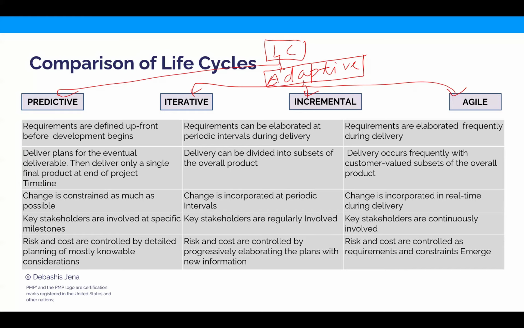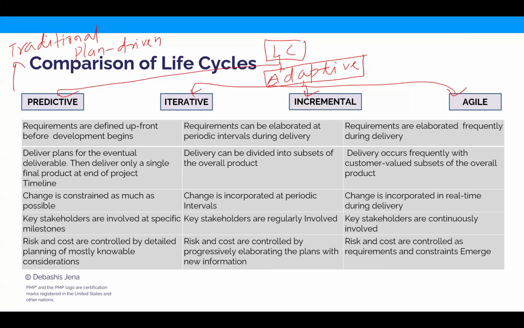There are many names. Predictive is also termed traditional. We call it traditional because traditionally, that's the life cycle that existed. Another name for predictive is plan driven. Why do we call it plan driven? Because your execution is fully guided by a detailed plan that you put up upfront, right at the beginning of the project. This is the kind of approach you adopt.